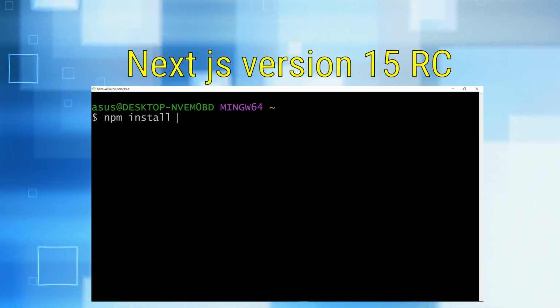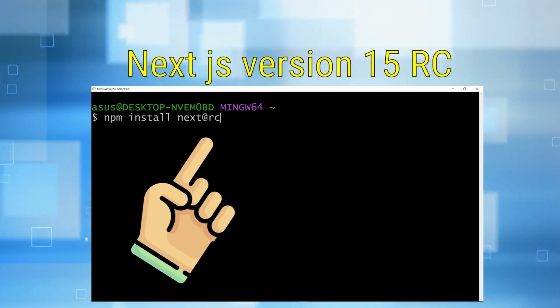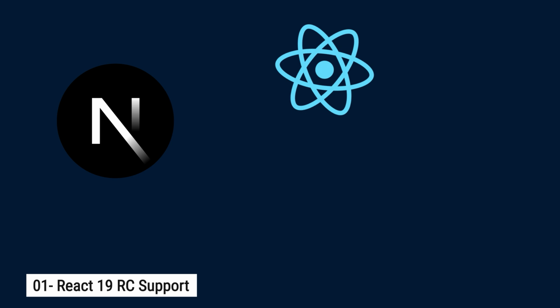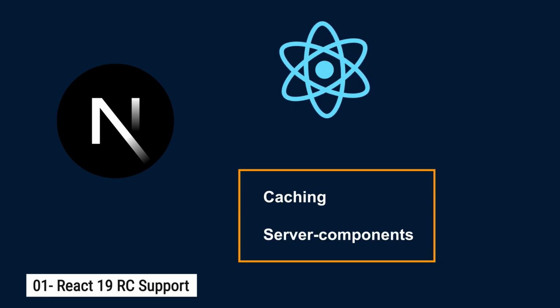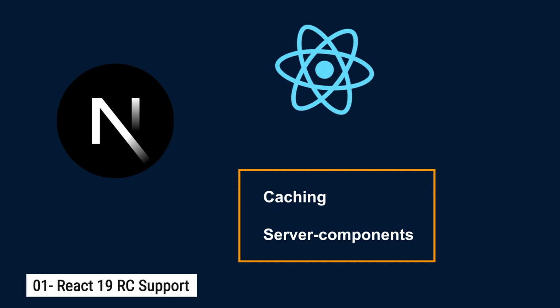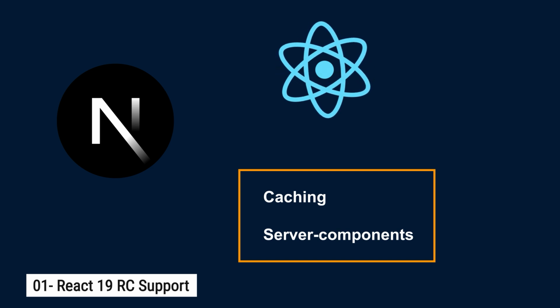If you want to install this release, you can use @rc instead of @latest. The first change is support for React 19 RC. As you may know, Next.js uses React in order to provide added values like caching, server components, and other capabilities. By supporting React 19 RC, we can test React APIs before the release of version 19.